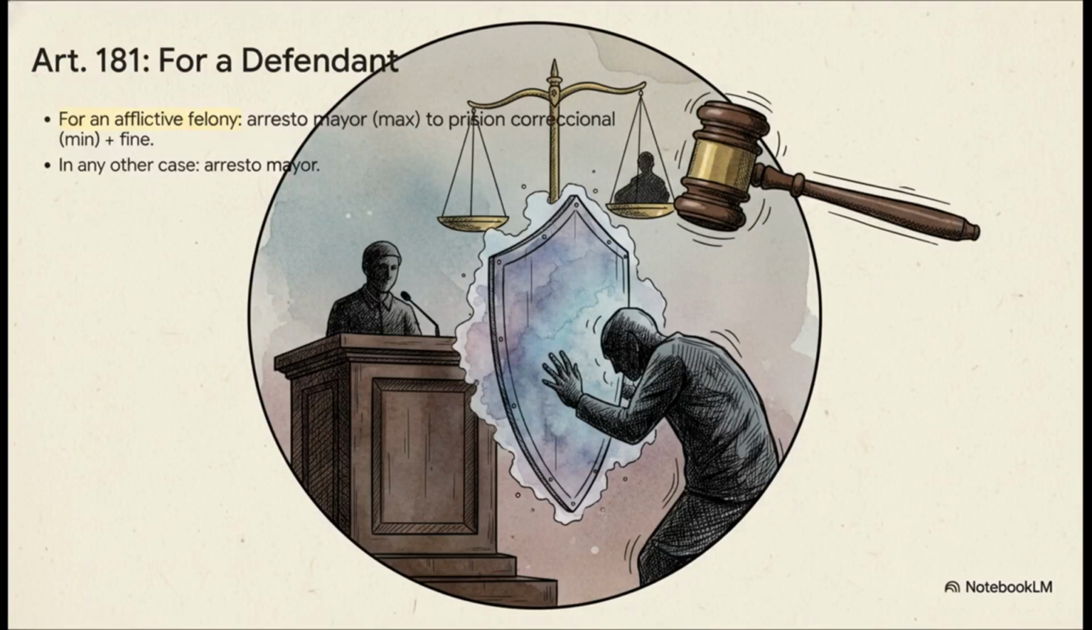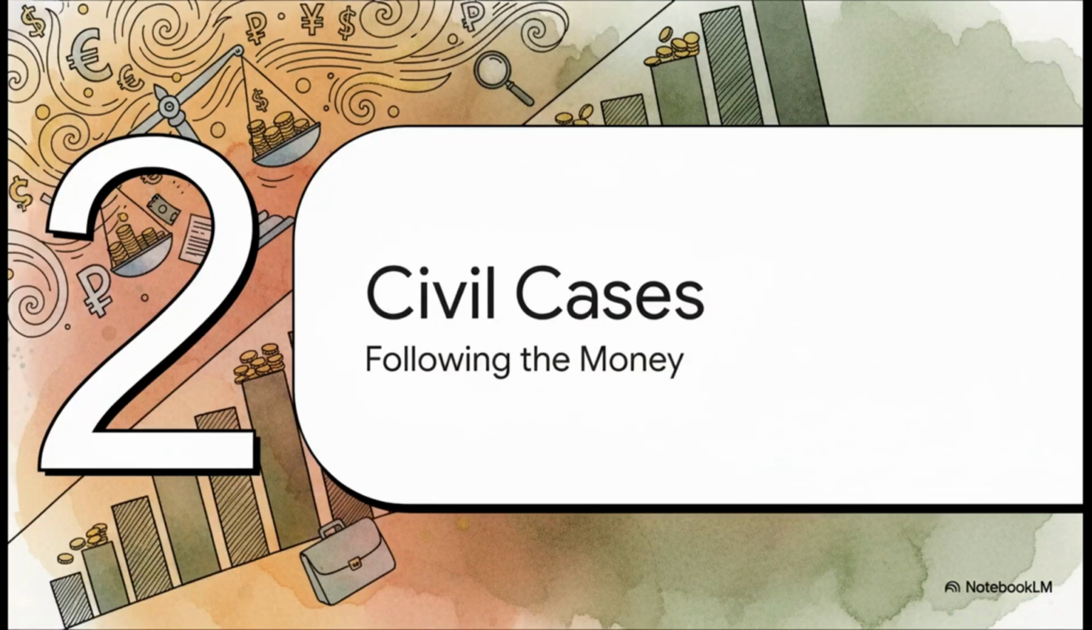Now let's flip it. What if you lie to help someone out? Article 181 shows us the penalties are still serious for sure, but they're generally less severe than if you lie to get someone convicted. And that really tells you something about the law's priorities, right? It seems much more focused on protecting the innocent than it is on making sure every single guilty person gets caught.